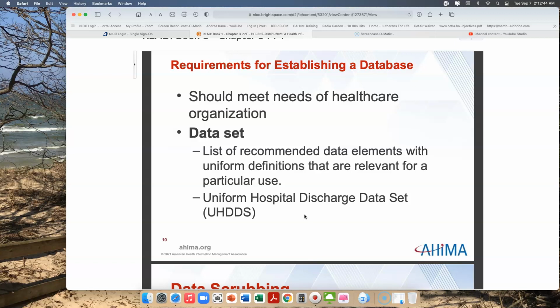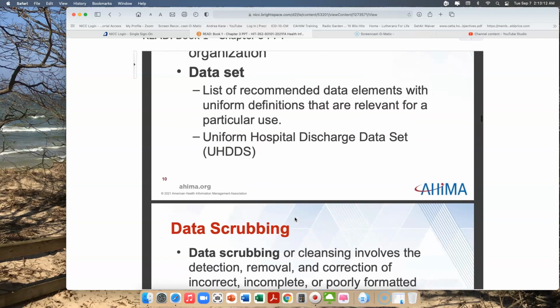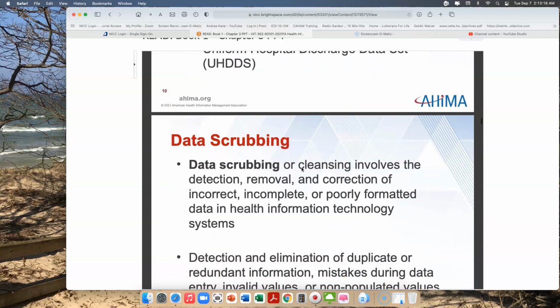When you establish a database, you need to make sure it's going to meet the needs of the healthcare organization. And part of the way that you do that is through the data set. This is a list of recommended data elements with uniform definitions that are relevant for a particular use. So some examples of data sets include the Uniform Hospital Discharge Data Set, the UHDDS, and that's a federal data set that's required for hospitals to use. There are more, and we will get into those. Some of those are in your book, but we will definitely be covering those in this class.